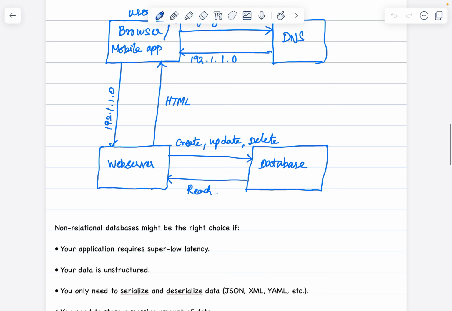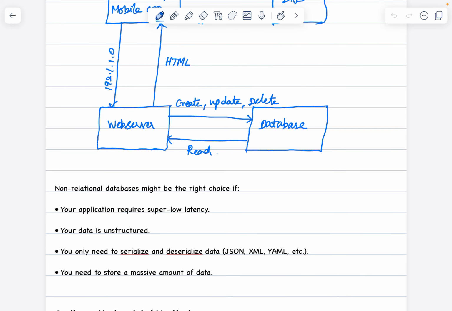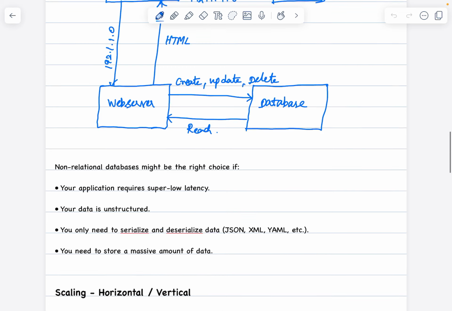So when should we use a non-relational database? Consider you want to do real-time inference on your machine learning model. You need super low latency while doing that. In such cases, you can use a non-relational database. Also, when you have unstructured data like images and audio files, you can go for a non-relational database. Also, when you just want to serialize and deserialize the data, you can move to a non-relational database. And once more, if you want to store a massive amount of data, you can also use a non-relational database. Okay, so with that, we'll go to scaling.